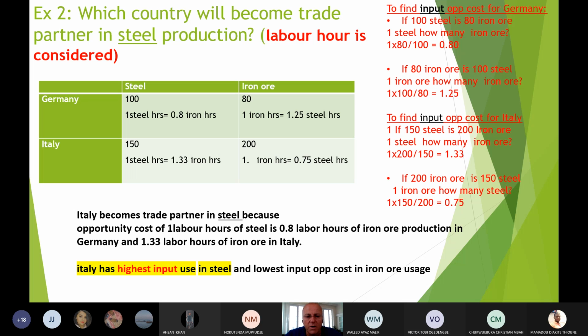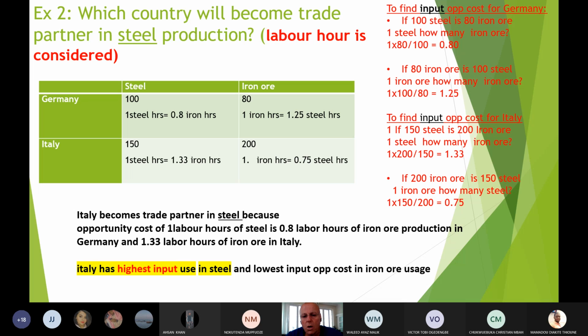And for Germany we are talking about, and Italy, is the simplest example I'm giving you to finish this class. For the iron ore, 80 iron ore is 100 steel, 1 iron ore, how many iron ore? Then 1 times 100 divided by 80 will give you 1.25 for the iron ore in Germany.